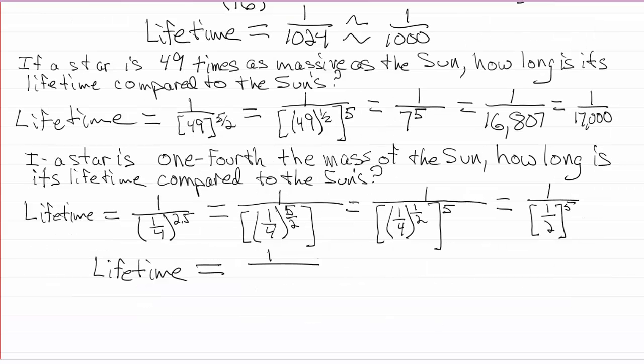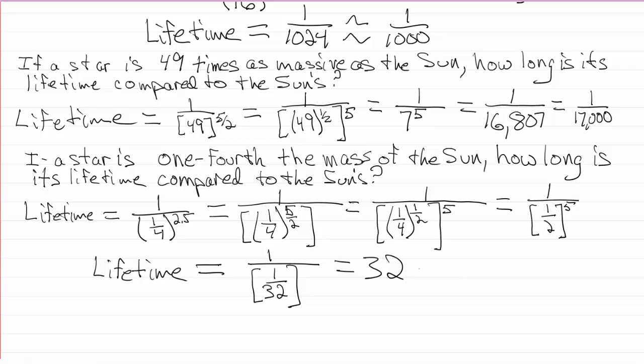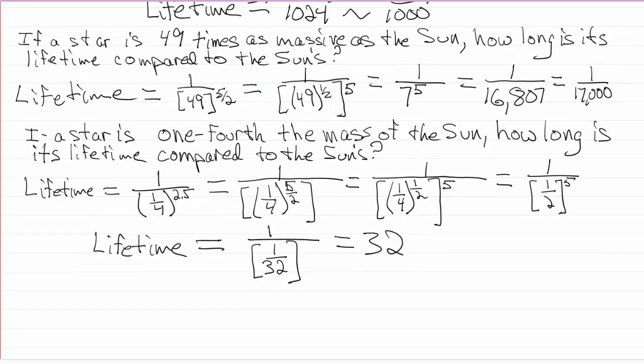The lifetime of that star, 1 over 1/2 to the 5th, ends up being 1 over 1/32, which is actually 32. Turns out a star that has 1/4 the mass of the sun will have a lifetime that's about 32 times as long as that of the sun. So a less massive star lasts a lot longer.